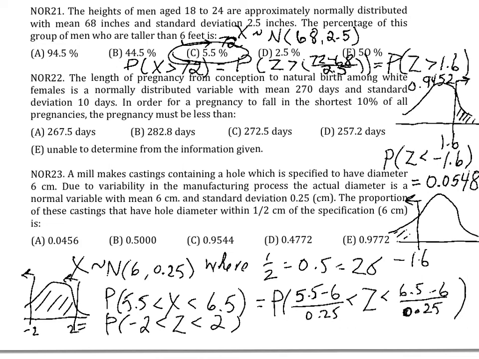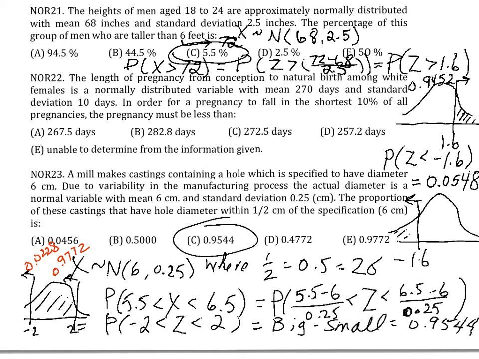Looking those up and doing bigger minus smaller, less than 2, the whole area to the left is 0.9772. The left of -2 is an area of 0.0228. Taking the bigger one minus the smaller, big minus small gives us 0.9544, which, as I explained and predicted, would be our answer C.